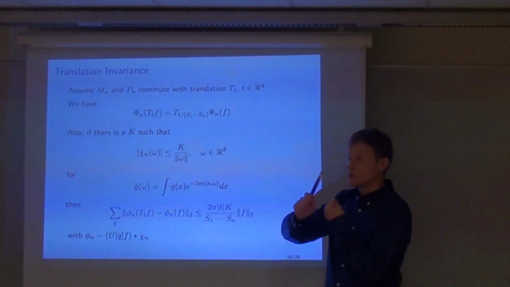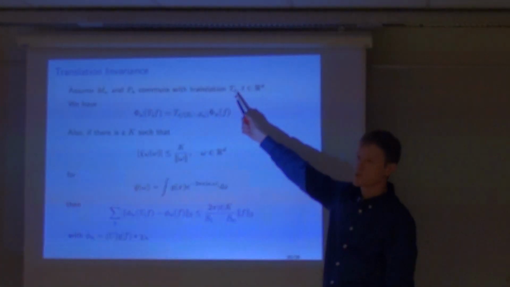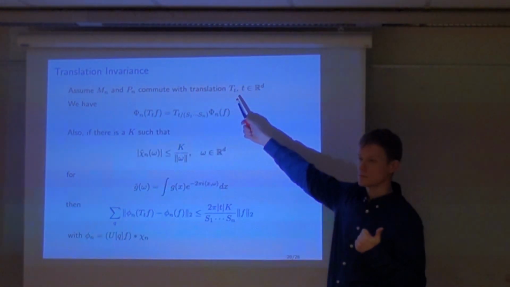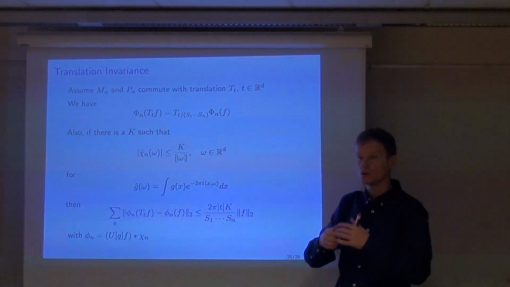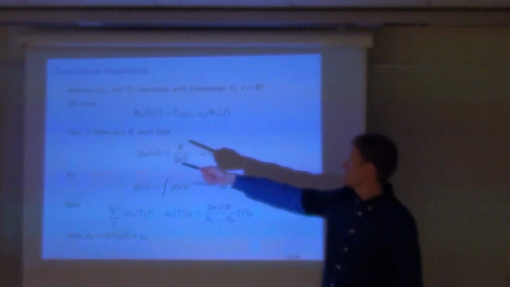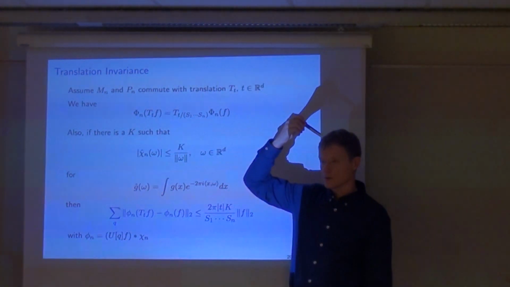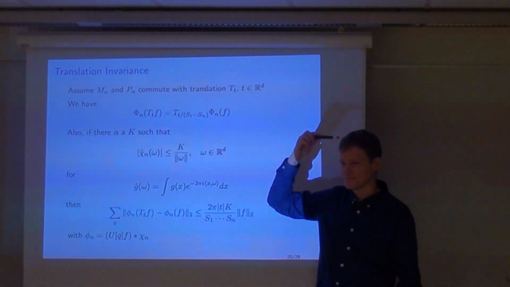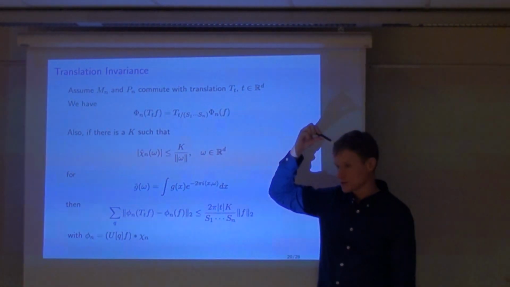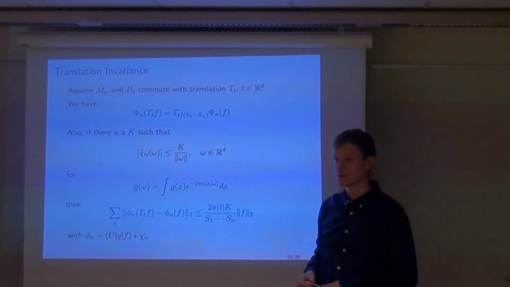So there is one more assumption here, namely the pooling operator and this generalization of the modulus operator commute with translation. That's an assumption. So you can do them in any order. Is it a hard assumption? I don't know. It's just an assumption in this result. I haven't figured out how restrictive it is.